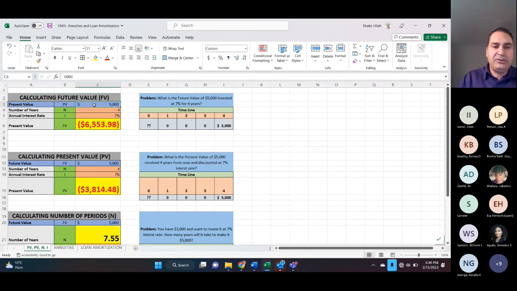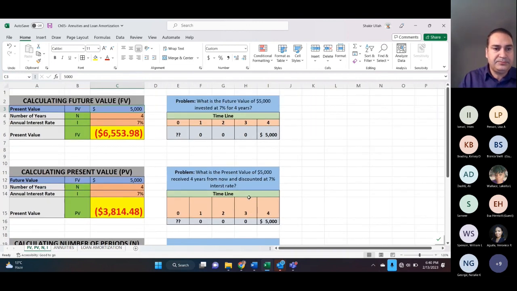Now, we may have different situations. For example, in the first scenario right here, we have a present value. Let me make this slightly bigger for you. We have a present value of $5,000. That means I have got this money right now. This is in my pocket, okay? And I have got 4 years to invest this money. So that means I can spare this money for 4 years, after which I will need it.